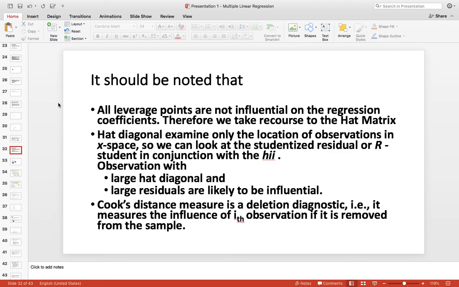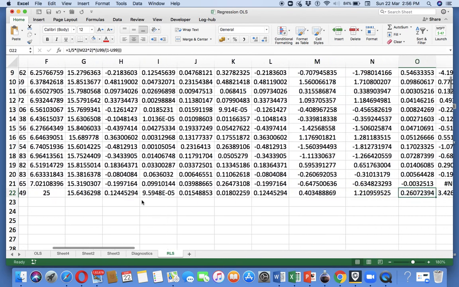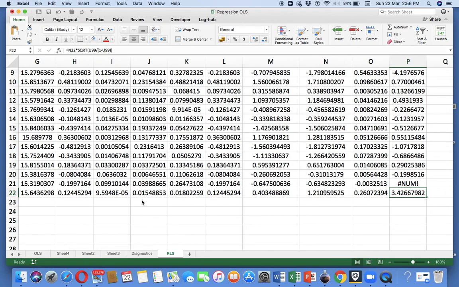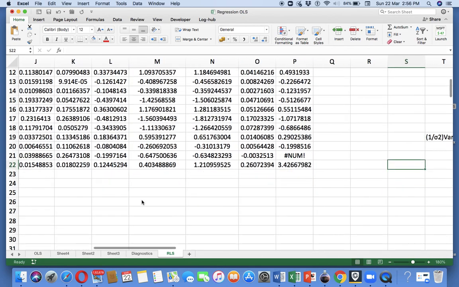Observations with a large HII, that is the diagonal in the hat matrix, and a large residual are likely to have an influence. Cook's distance measure is a deletion diagnostic, and it measures the influence of the ith observation if it is removed from the sample. So for this example that we just did, we will now change this to 25. We straight away look at the influence. It has an influence, so it will affect the result.